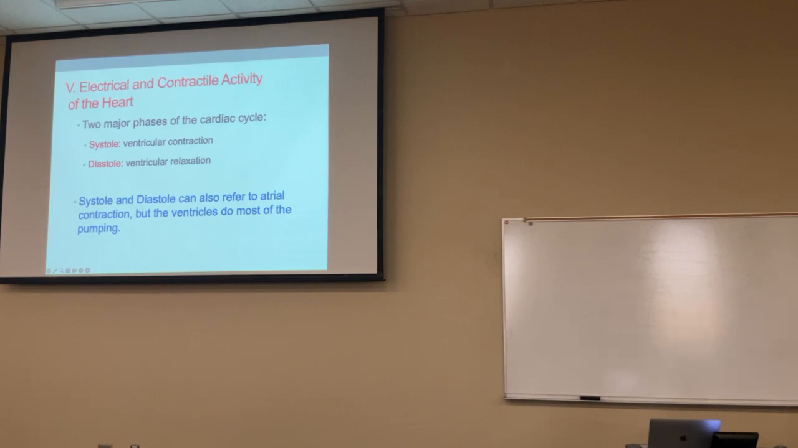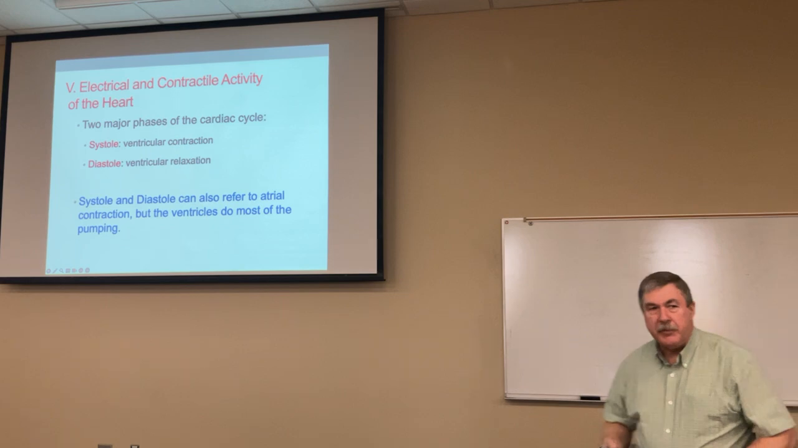And those signals get to the ends of the Purkinje fibers. That causes both of the ventricles to contract at the same time. So the so-called cardiac cycle is defined in terms of ventricular contraction and ventricular relaxation, because it's the ventricles of the heart that do most of the pumping.